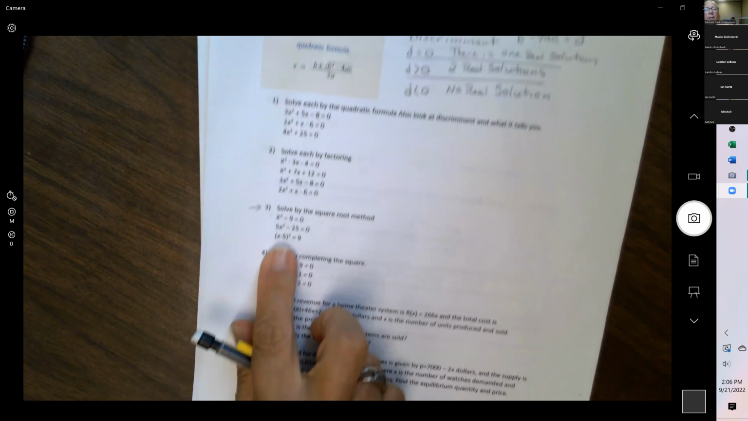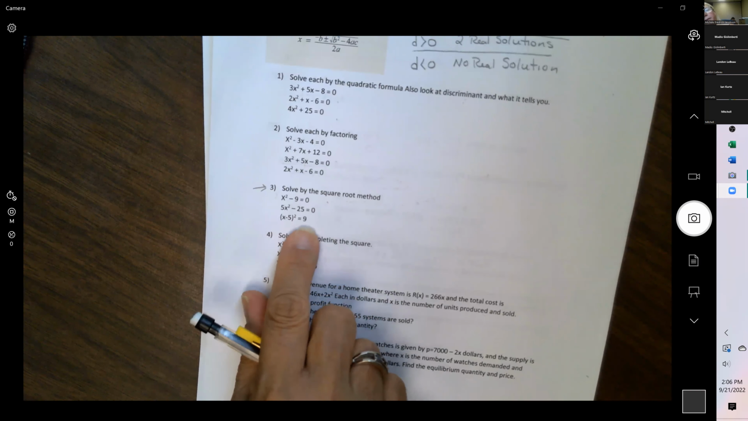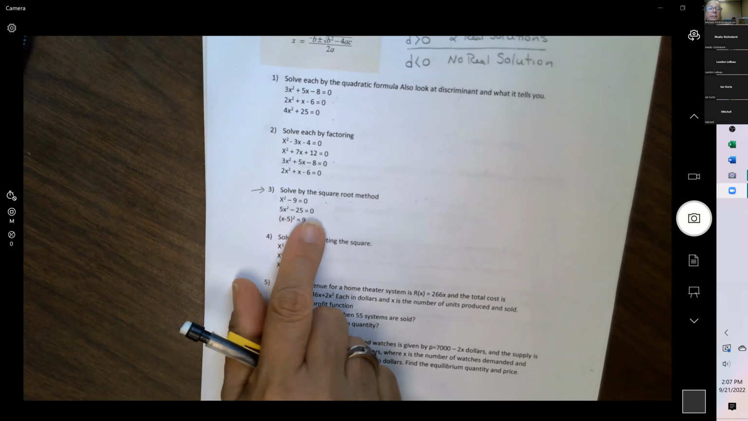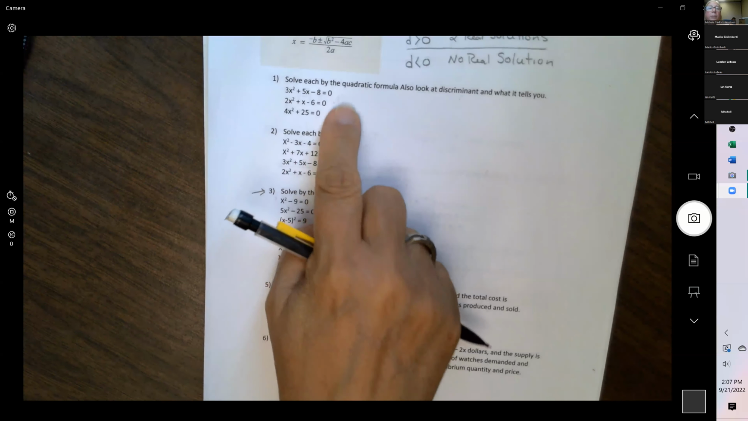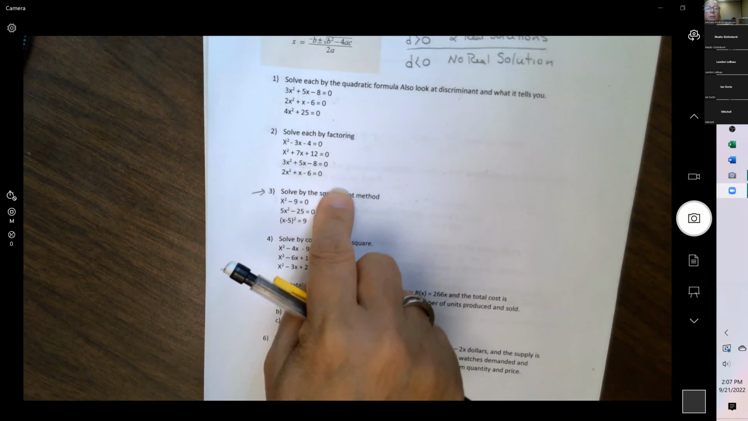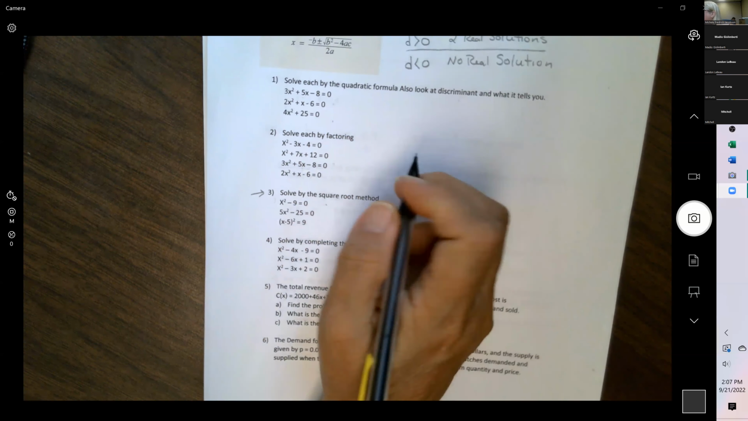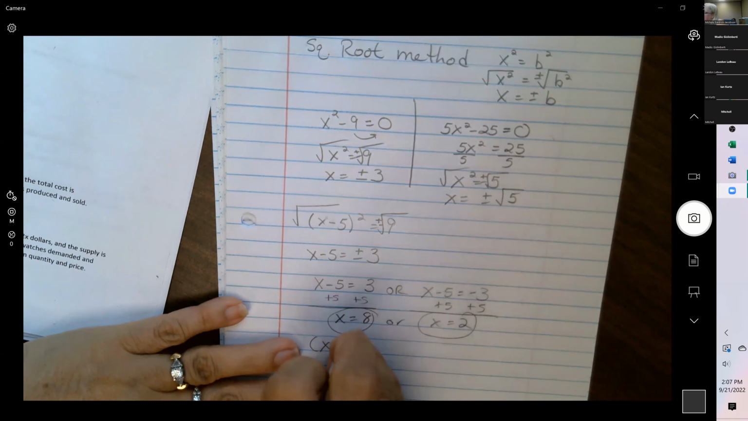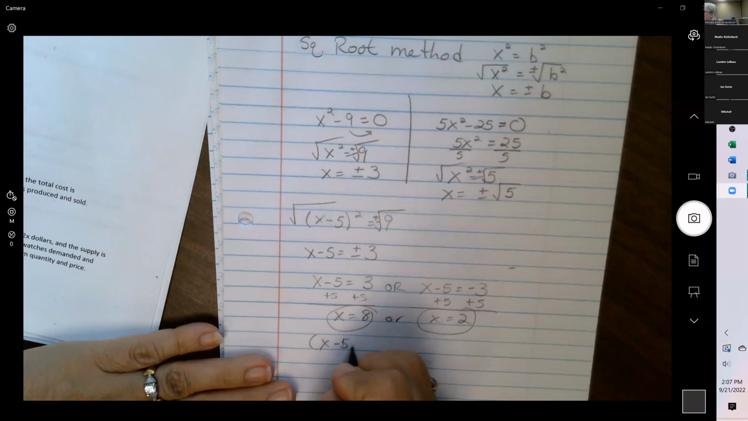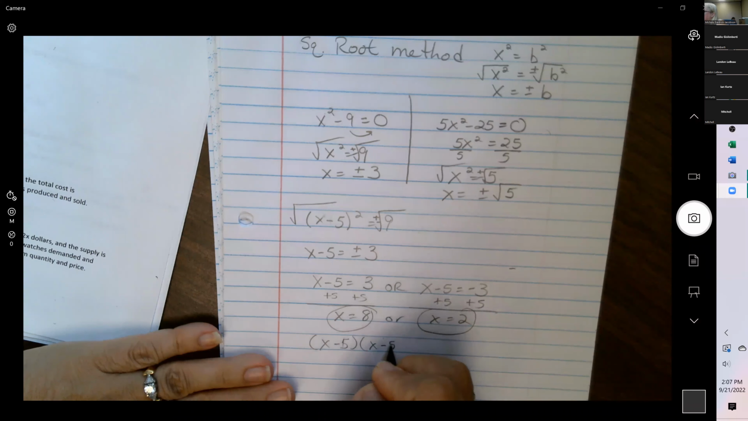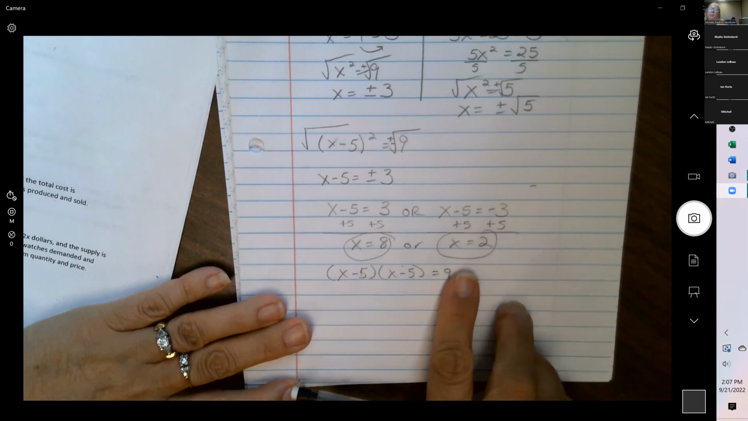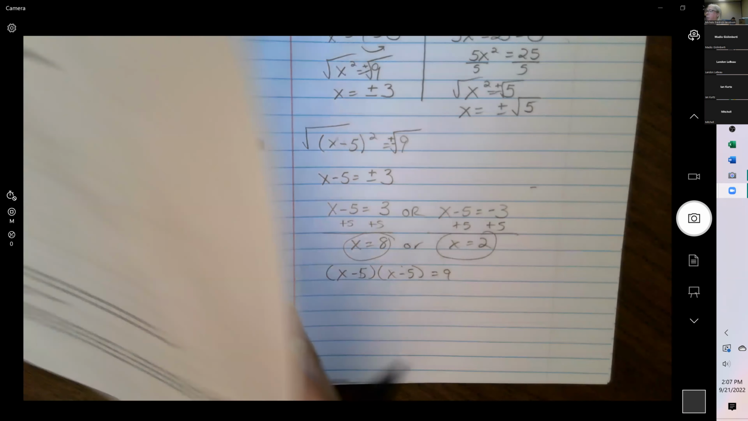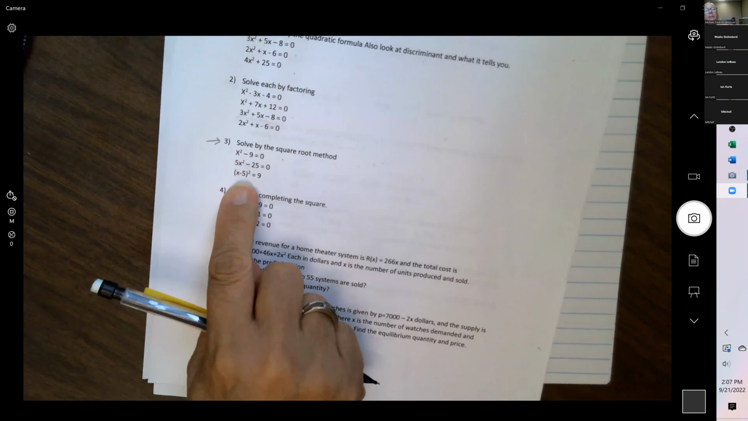What's nice is when it's in this last one's form, it's easier to solve. Otherwise you would have to FOIL this, get it set equal to 0 to use one of these, because remember, it has to be set equal to 0. So this one, we would have to take x minus 5 times x minus 5, FOIL that, subtract the 9 over before we can even start solving the problem. So when it's in this form, square root method is the easiest.